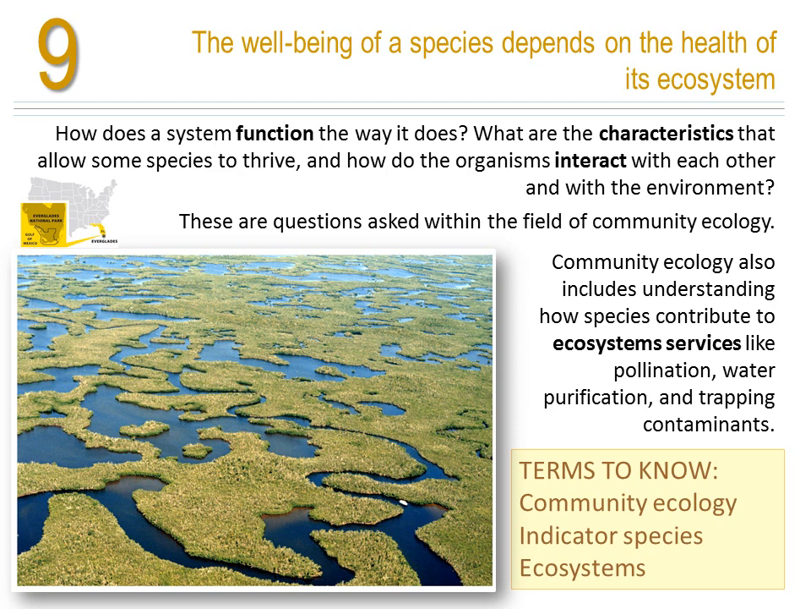So how does a system function the way it does? What are the characteristics that allow some species to thrive, and how do other organisms interact with each other within that environment? These are the questions that are asked within the field of community ecology. Community ecology also includes understanding how species contribute to ecosystem services like pollination, water purification, and trapping contaminants. Now, very important things for all of us to think about.